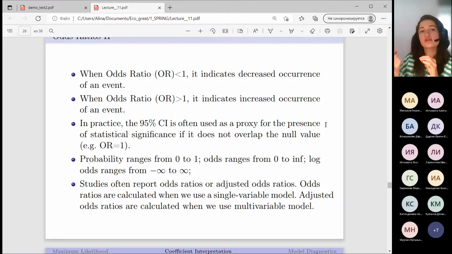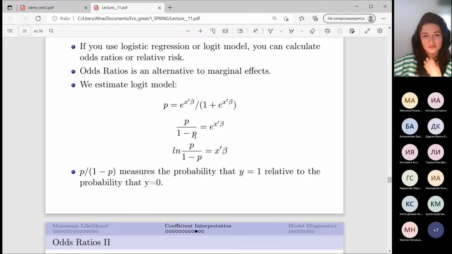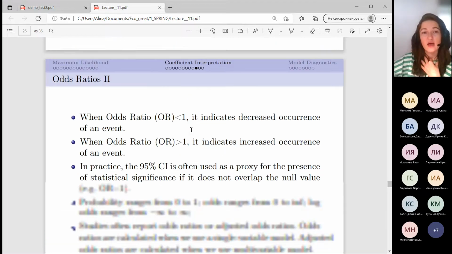In odds ratio terms, we have the same logic, but instead of 0, we use 1. Why this value is 1, you can obviously see from this fraction. So in odds ratio terms, every time we want to say something about the significance or the direction of a negative or positive effect, we need to compare with the value 1.